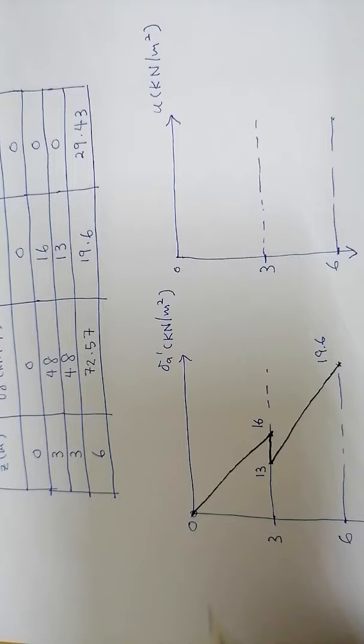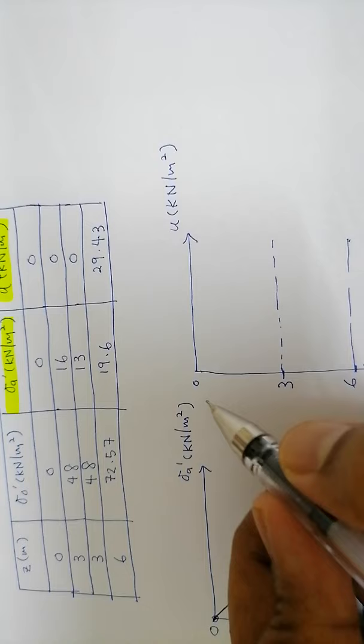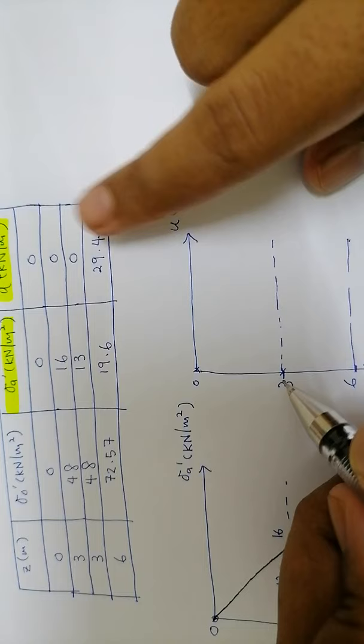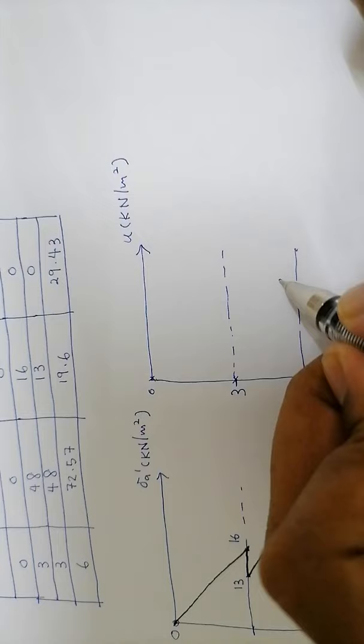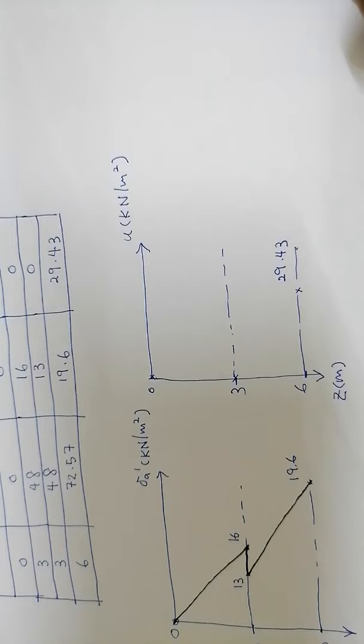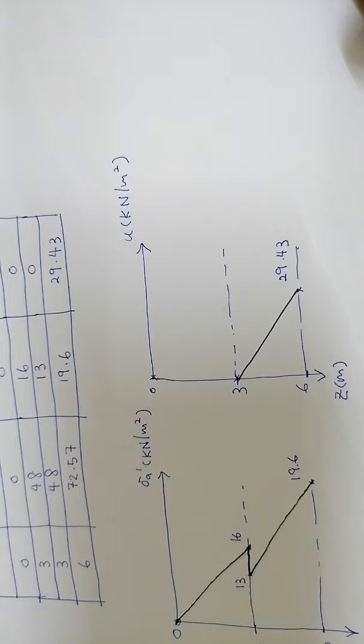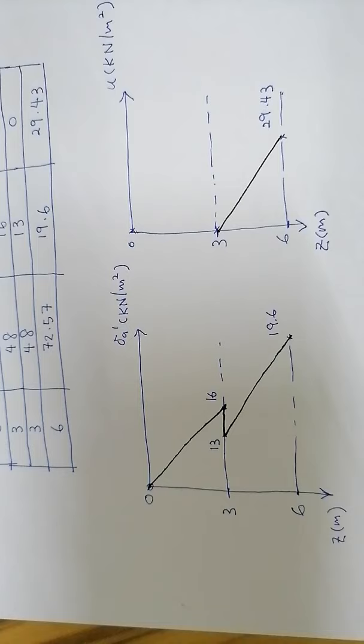And the second one, this is pretty easy, pretty straightforward. This is zero, isn't it? So you refer to the values in your graph. And at Z equals 6, this is 29.43. Okay, so you connect these two points, all right?